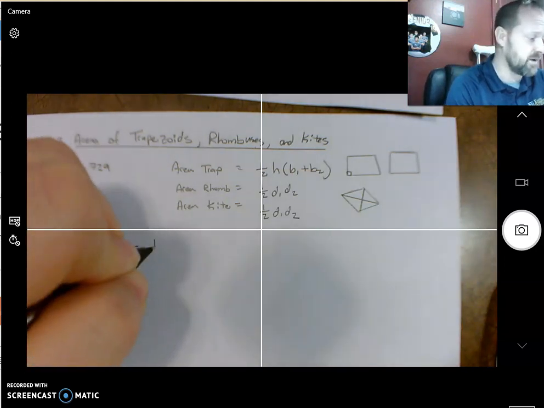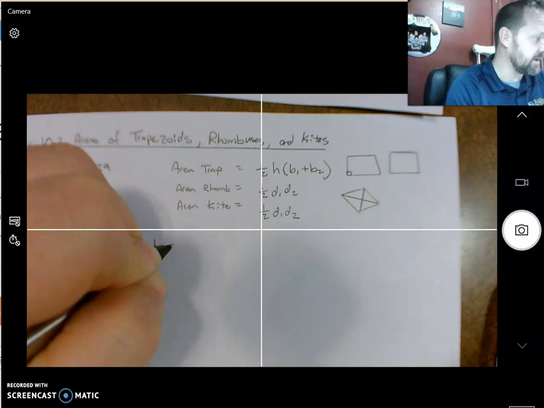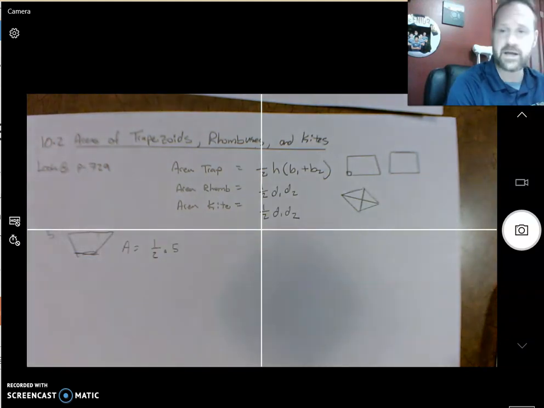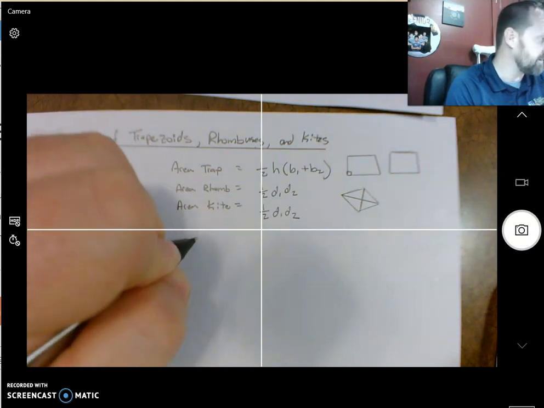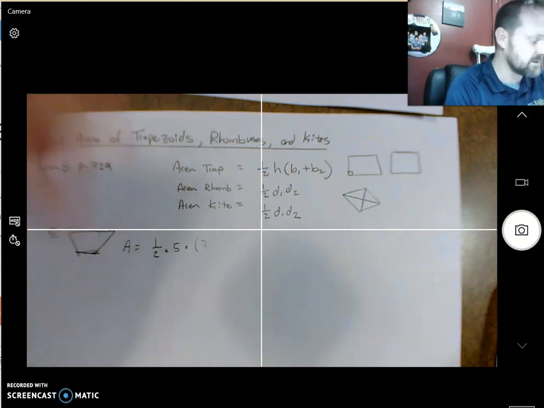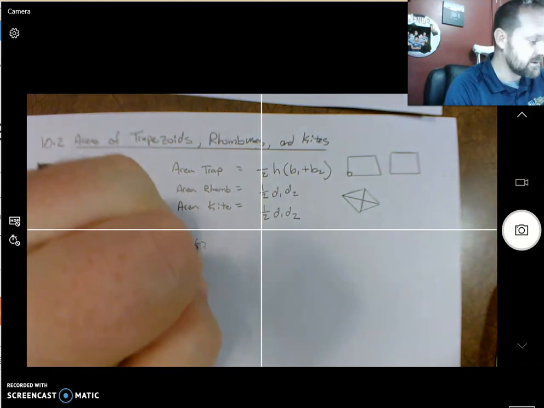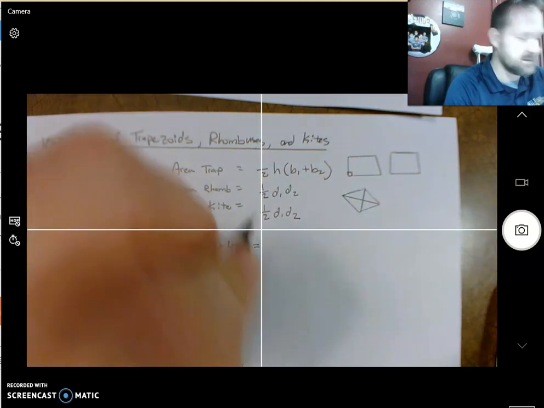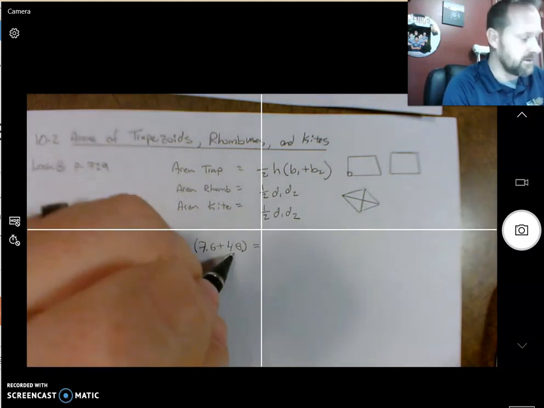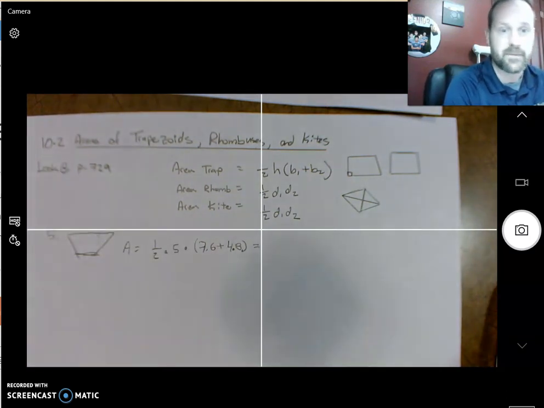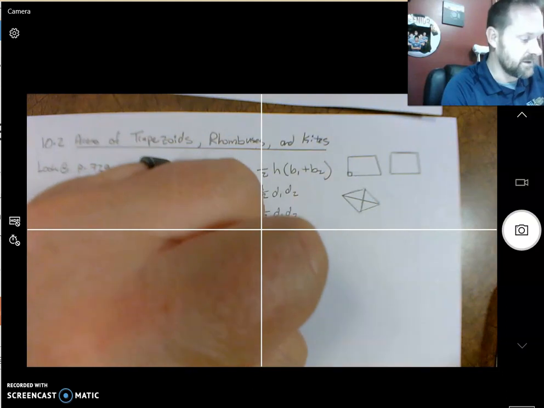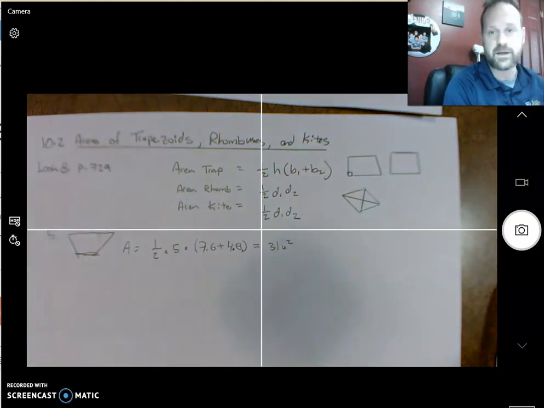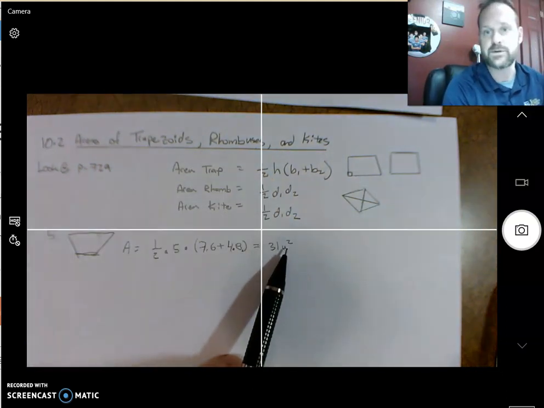Area equals 1/2 multiplied by the height, which is 5. How do we know it's the height? It's got the perpendicular line there, the right angle there. Multiplied by the sum of 7.6 plus 4.8. Plugging that into my calculator, I get 31 units squared. So when in doubt with area, always provide units squared if units are not provided.